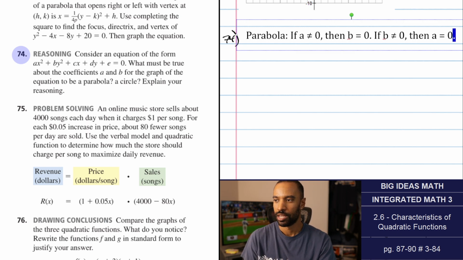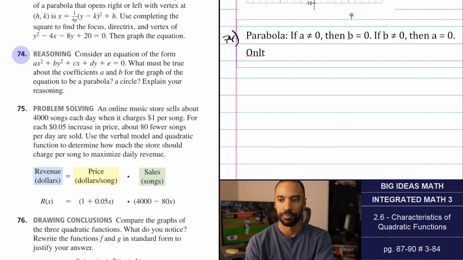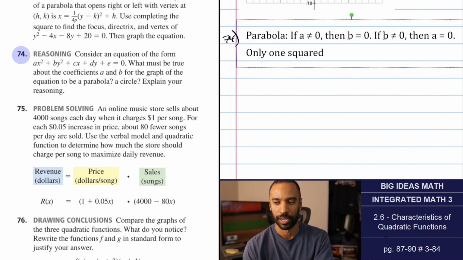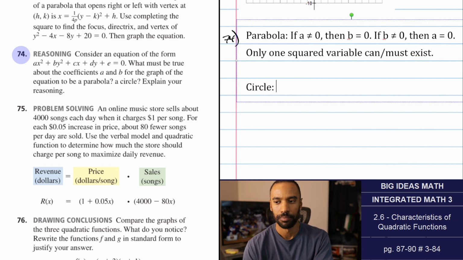It says explain your reasoning, because that's the thing. Only one squared variable can and must exist for a parabola. Now for a circle, A has to equal B, which cannot equal 0.